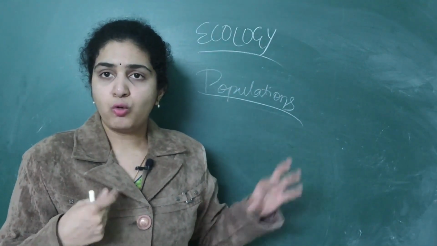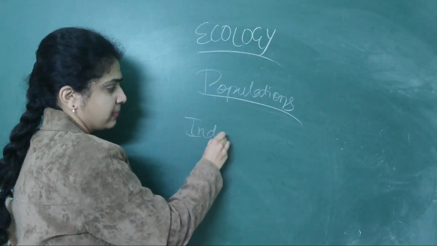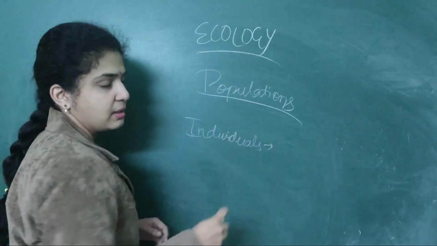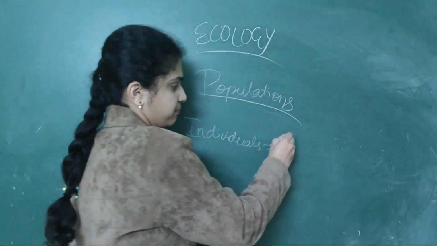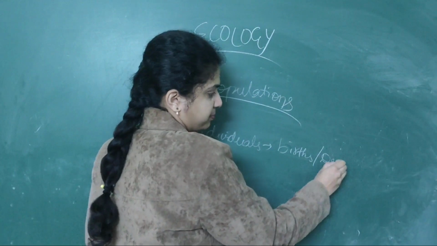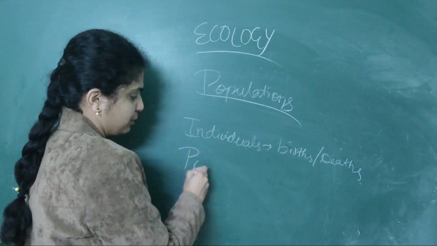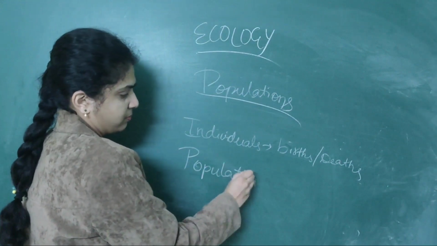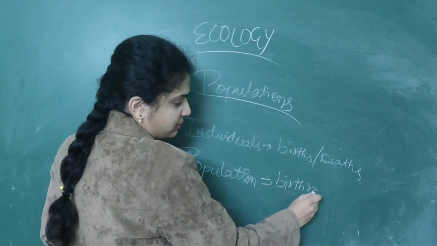Then how do you calculate? For single individuals, we say births or deaths. Suppose you find a population, you say it as birth rate or death rate.